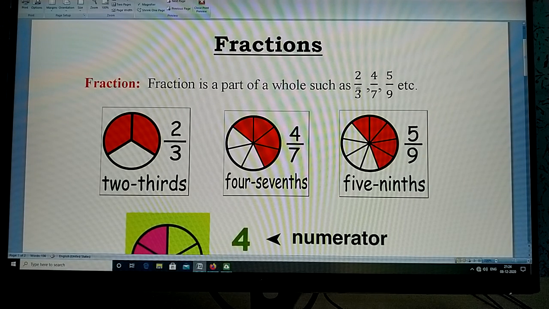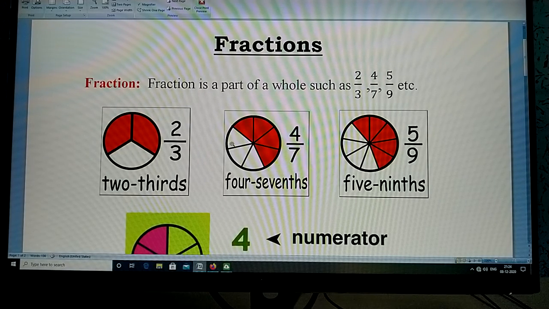So here it is given 2 by 3. We have divided it into 3 parts, and among those 3 parts of the total, that is the whole, we have taken only 2 parts. So it is 2 by 3. Similarly, in the second picture you can see it's 4 by 7. We have divided it into 7 equal parts, and out of those equal parts we have taken 4 parts of it. Similarly, in the third figure, 5 by 9, we have divided it into 9 equal parts, and then we have taken 5 parts of it.